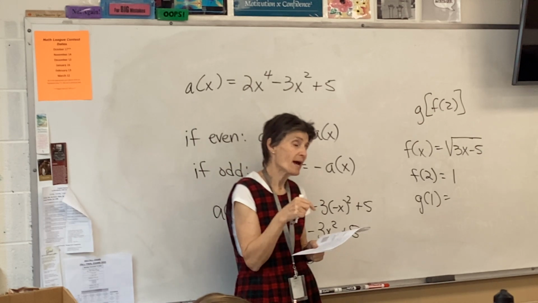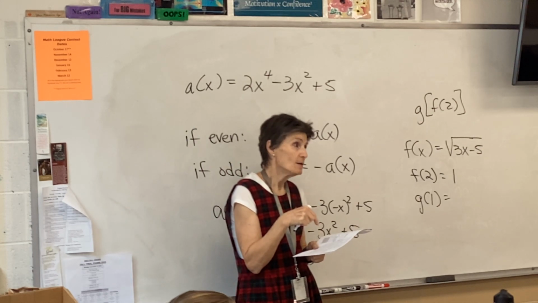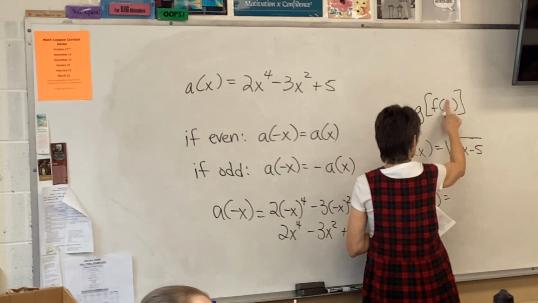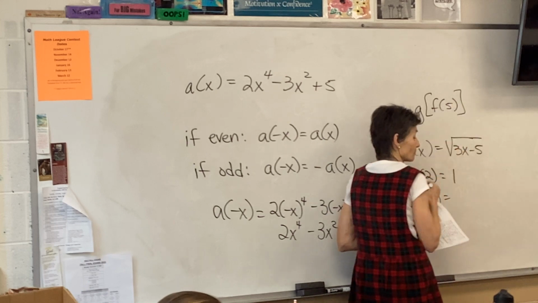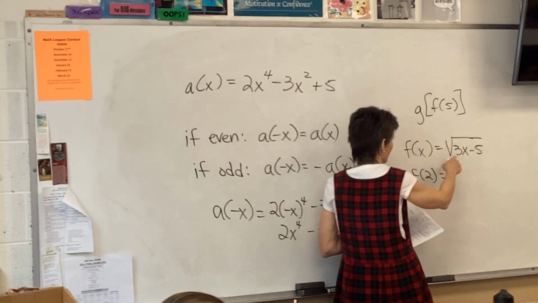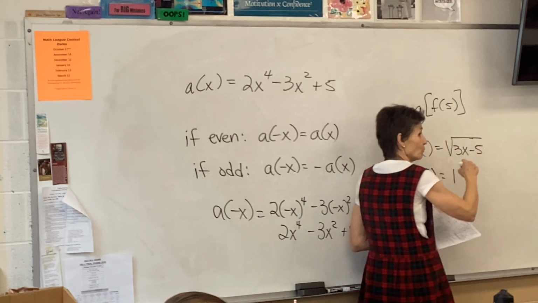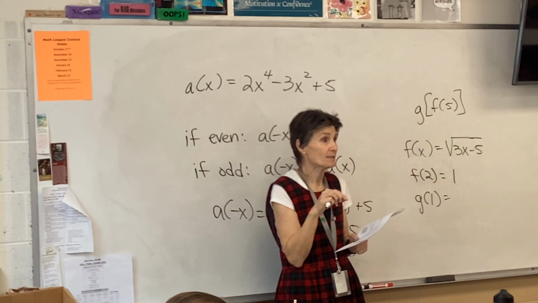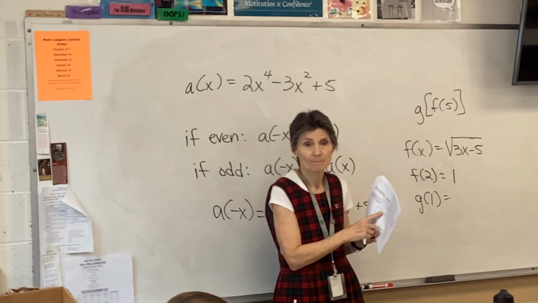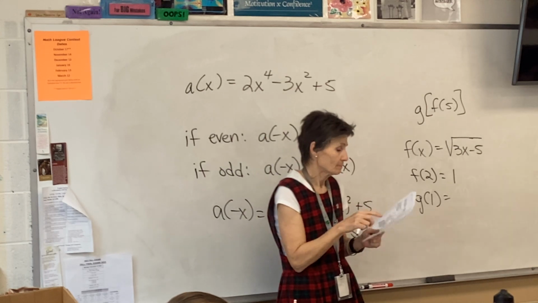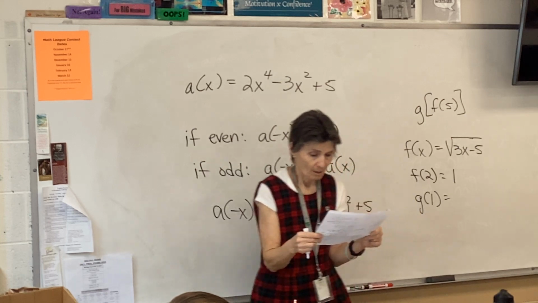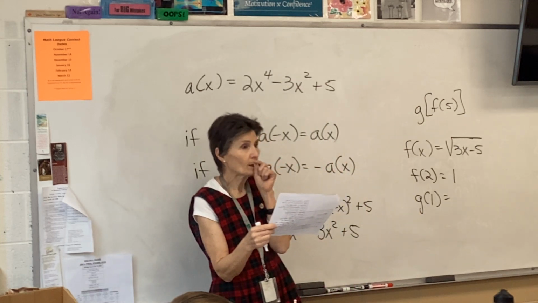Sometimes when we do that, you can't do the problem, right? So for example, if this had been a, let's say 5, then f of 5 is fine. F of 5 would be root 10. But I can't put root 10 into G because it's not there. So remember, that happens sometimes. All right, one more question.